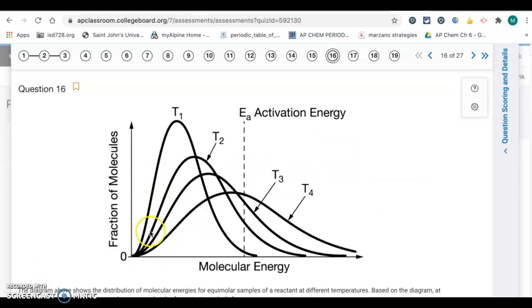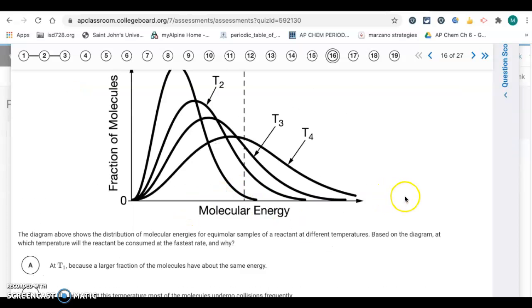All right, so these are the different Maxwell Boltzmann distributions. So you see the curve for the different numbers of particles. T1, that's going to be the lowest temperature of this bunch. The lower temperature has a narrower distribution. Higher temperature has a wider distribution. So T4 is going to be the highest temperature.